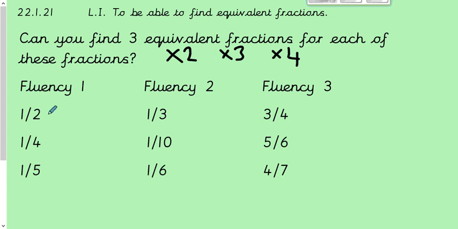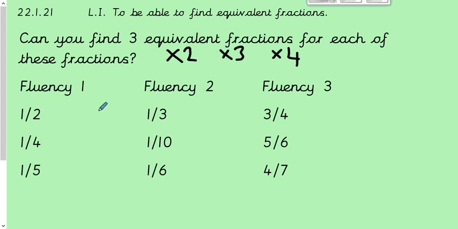So, for example, 1/2, you would just times 1/2 by 2 for your first one, then 1/2 by 3 for your second one, and then 1/2 by 4 for your third one. So it's quite straightforward. But if you're really in a pickle, then stay with me and we'll go through the first one together. The rest of you can pause it now. Give yourself about 5-10 minutes to have a go at either fluency 1, 2, or 3.